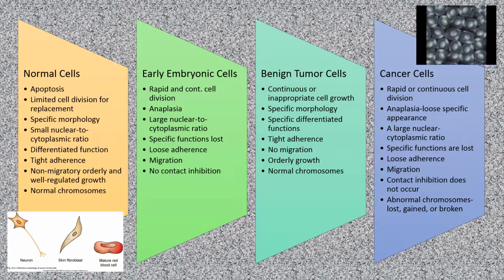Cancer cells have rapid or continuous cell division. They have anaplasia with loss of specific appearance and a large nuclear to cytoplasmic ratio. Specific functions are lost. They lose adherence. They migrate. Contact inhibition doesn't occur, and they have abnormal chromosomes. They're either lost, gained, or broken.